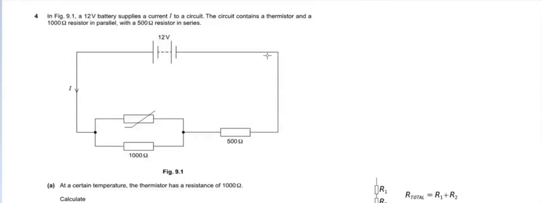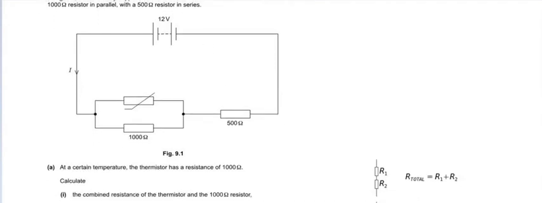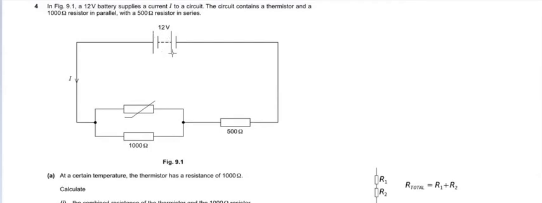Now the next problem is a structured problem. In this figure, a 12-volt battery supplies a current of I to the circuit. The circuit contains a thermistor and a 1000 ohm resistor in parallel, with a 500 ohm resistor in series. So first understand the circuit. You can see this is the 12-volt battery. These are the two resistors.